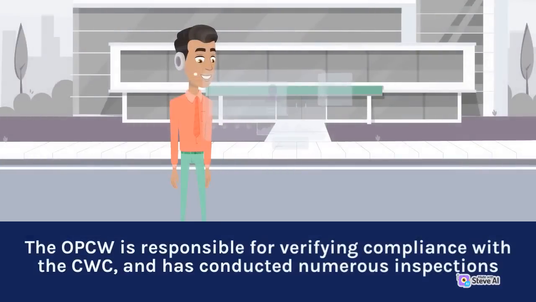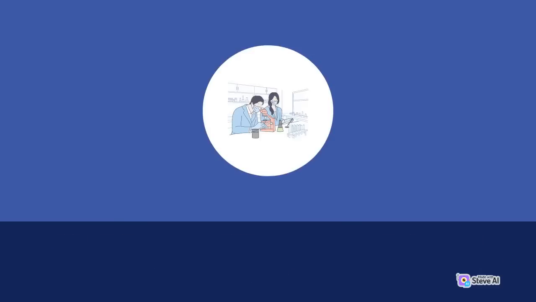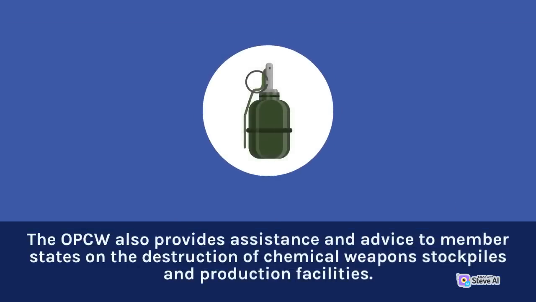The OPCW is responsible for verifying compliance with the CWC, and has conducted numerous inspections and investigations around the world to ensure that chemical weapons are not being developed, produced, or used. The OPCW also provides assistance and advice to member states on the destruction of chemical weapons stockpiles and production facilities.